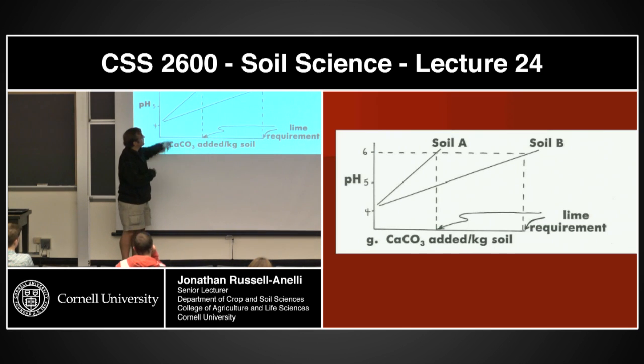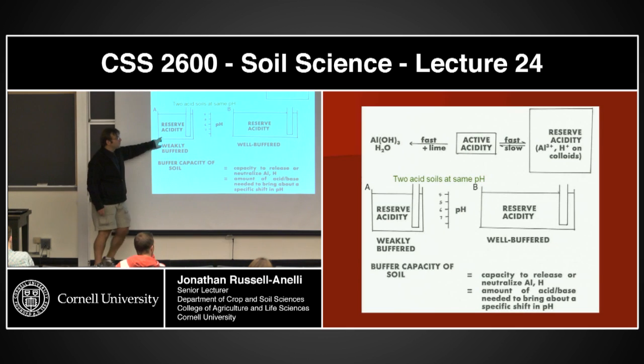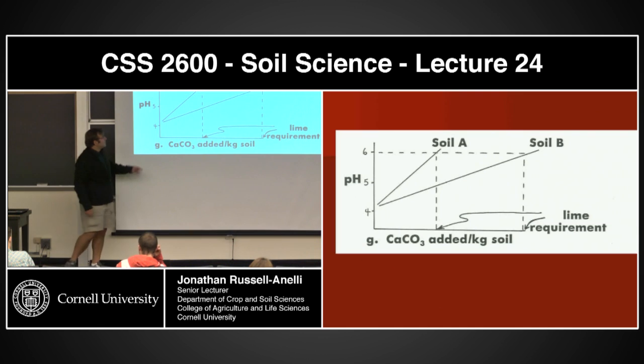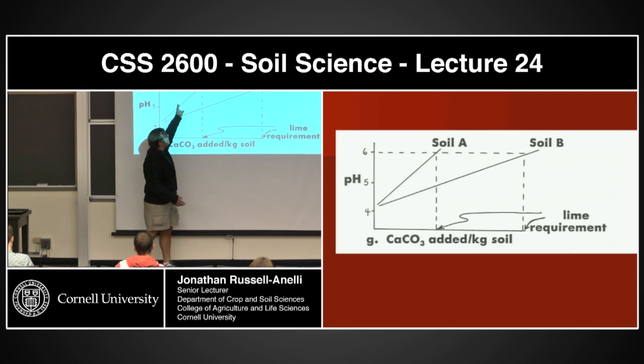Okay? The poorly buffered soil, A, versus the well-buffered soil, B. The visualization basically says, and tell me if I'm wrong, if this doesn't make sense, but I need to add less calcium carbonate to bring soil A up to the desired pH, in this case 6, versus soil B.